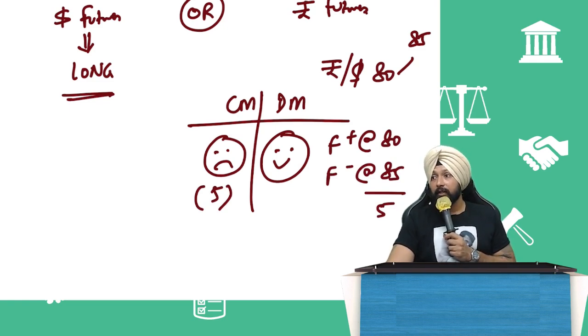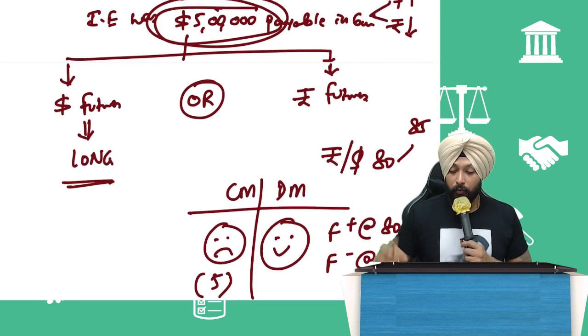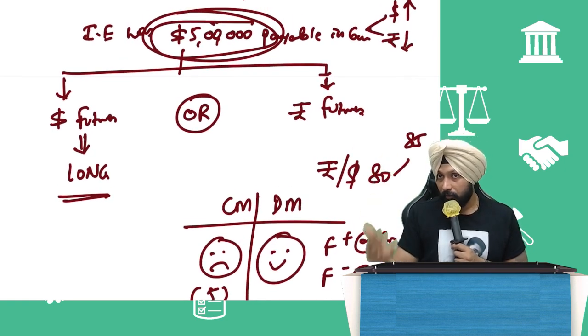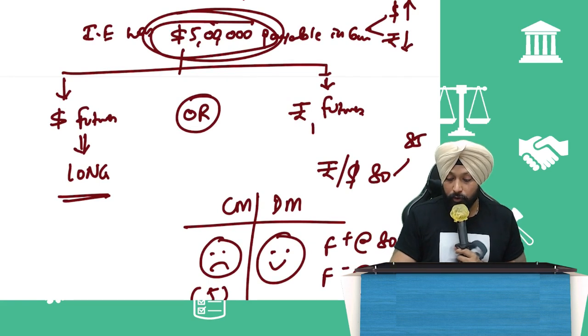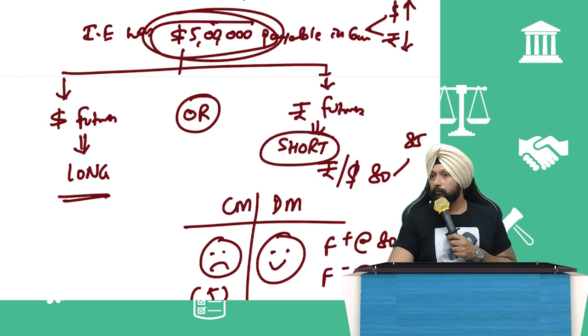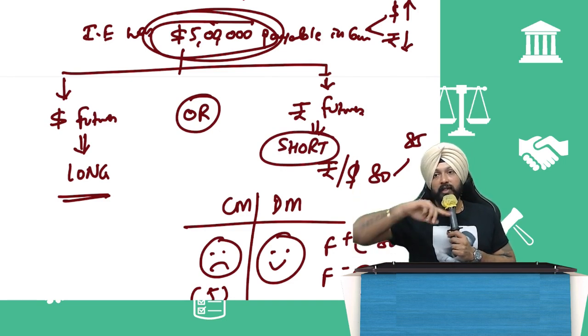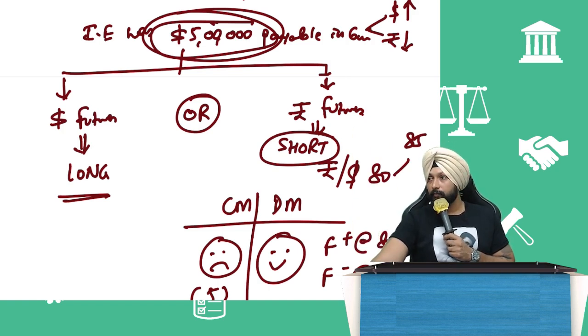Hedging through currency futures. What am I worried about? Dollar going up, or I am worried about the rupee going down. So do one thing, so that if the rupee goes down, you still make money. You should go short on rupee futures. If the rupee goes down against the dollar, then also I will make money because I took a short position on rupee futures.